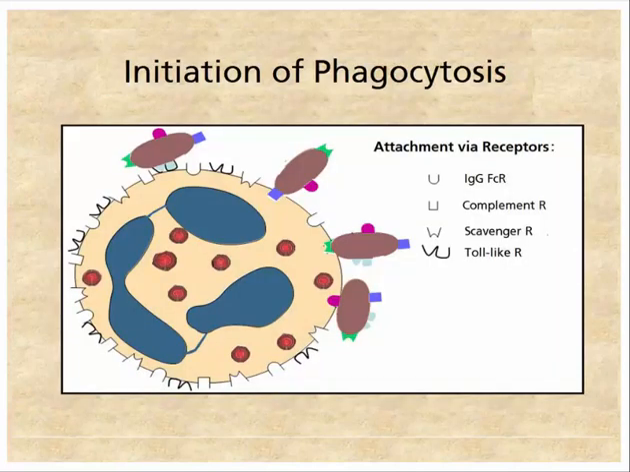So what initiates this phagocytic process? Well, what initiates it is the binding of the bacterium to one of a variety of receptors that these phagocytic cells have. And there are a number of them. These cells have a receptor which is called an Fc receptor for IgG. We'll see why it's called an Fc receptor later, but it's an Fc receptor for IgG. And if a particle is coated with immunoglobulin G or IgG, then that will bind to this receptor and initiate the phagocytic process.